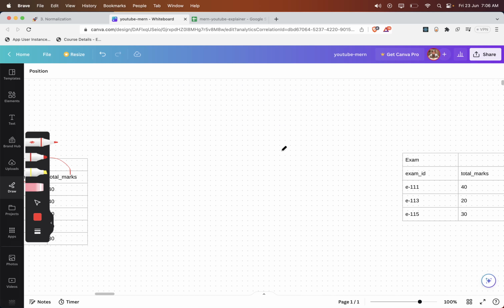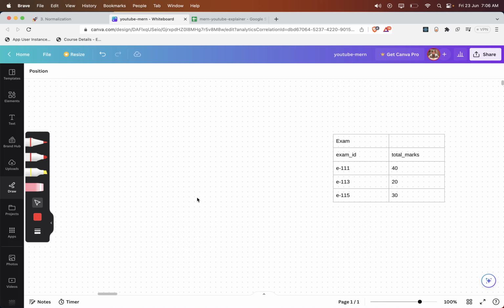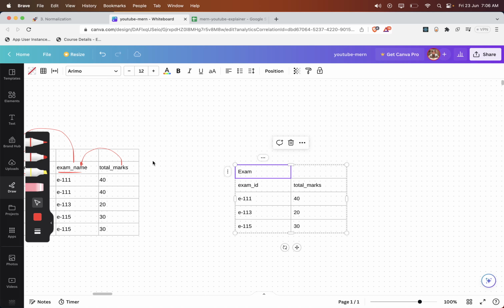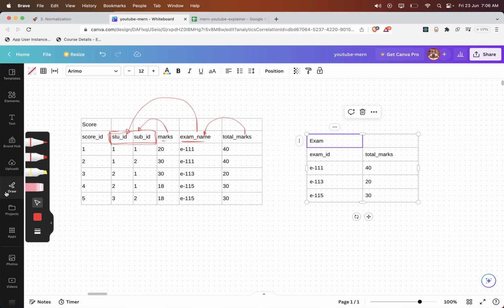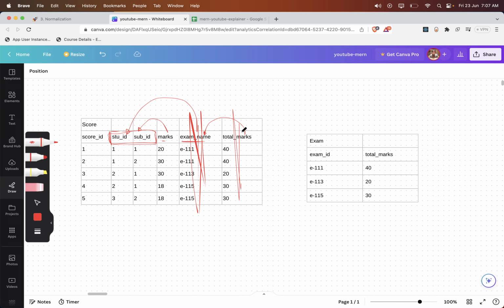For removing this, the best option is to create a separate exam details table and remove these two columns. Don't add them here. So the score table has score ID, student ID, subject ID, marks, exam ID, and this only. The total marks column needs to be removed, so you can add this column over here.